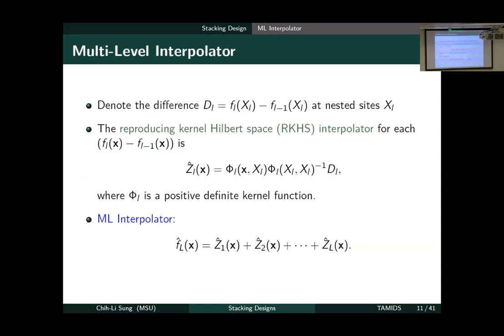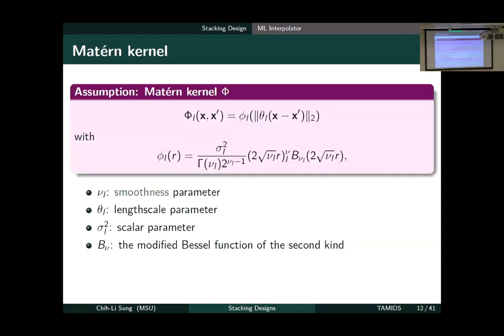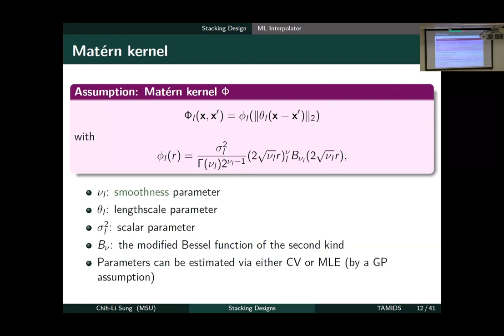Okay, so let me specify this kernel function. In this study, I'm going to use this Matérn kernel, which is commonly used in computer experiment and spatial statistics literature. So in this kernel function, we have this smoothness parameter, length scale parameter, and the scale parameter. This smoothness parameter controls the smoothness of the function you are going to fit. And those parameters can be either estimated by cross validation or maximum likelihood. So how do we use maximum likelihood? We can use a Gaussian process prior assumption, but let me talk about this in the next slide.